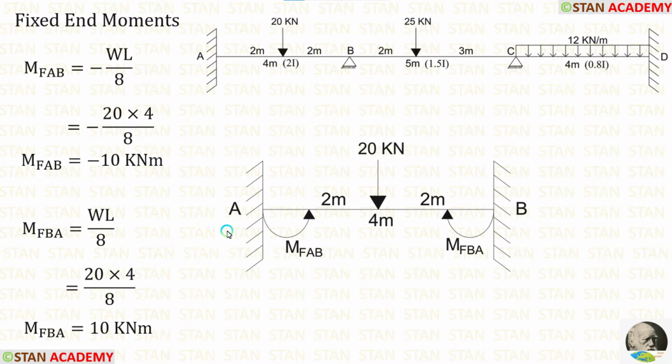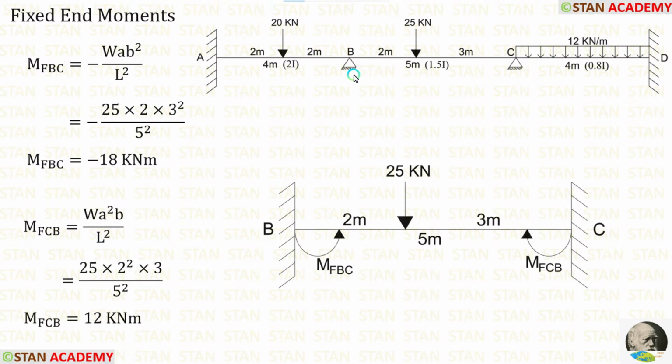Let us apply the values inside the formulas. W is 20, L is 4. After calculations, we get M of AB is equal to minus 10 kilonewton meter and M of BA is equal to 10 kilonewton meter.